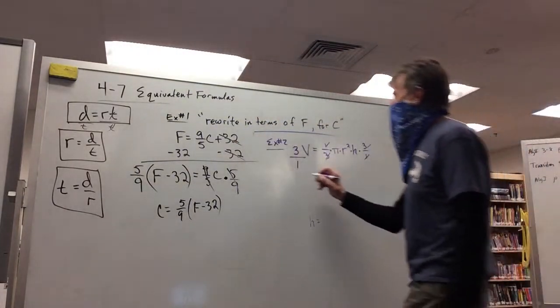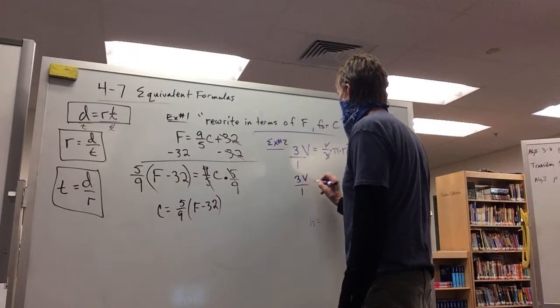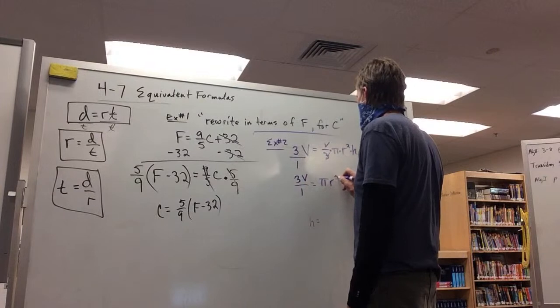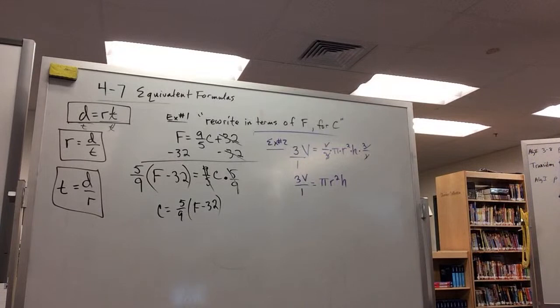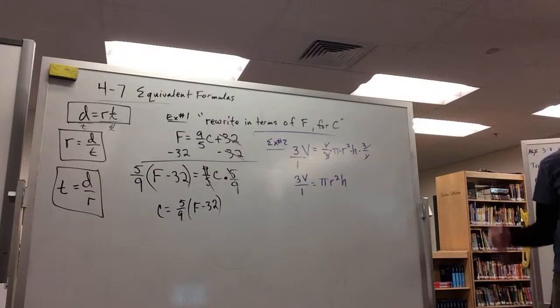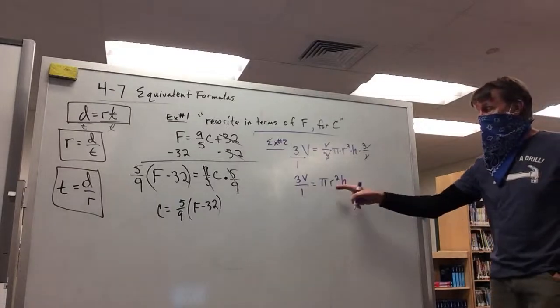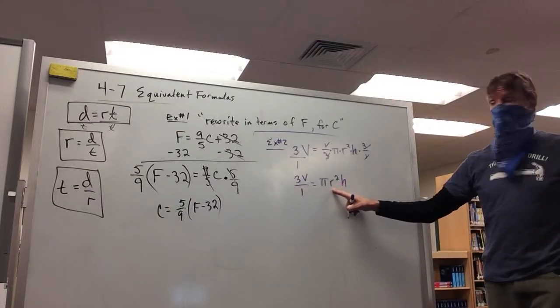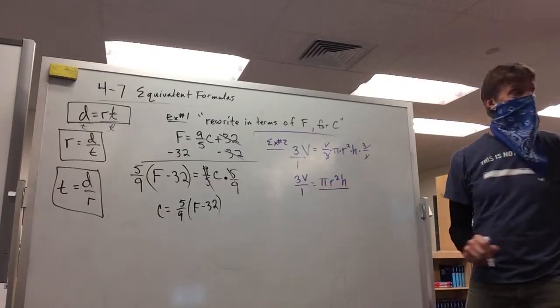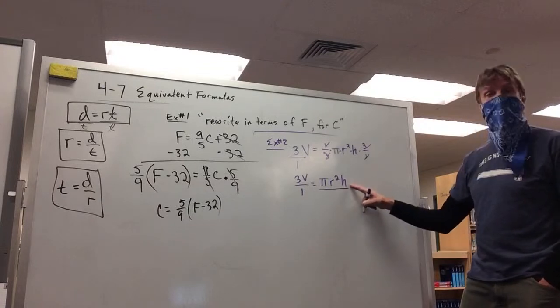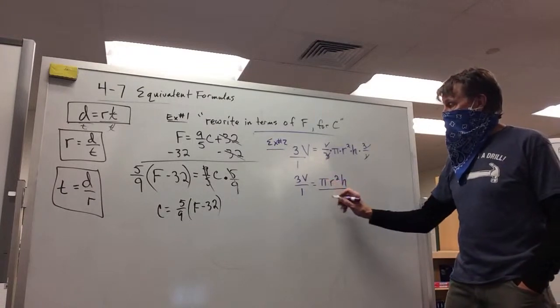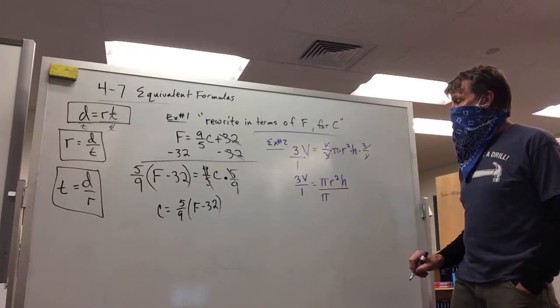So now what we have is 3v over 1 is equal to pi r squared h. Now what? How do we undo multiplication? Divide. So what do we want to get rid of here? We have to get it down to just h. Pi. What else?